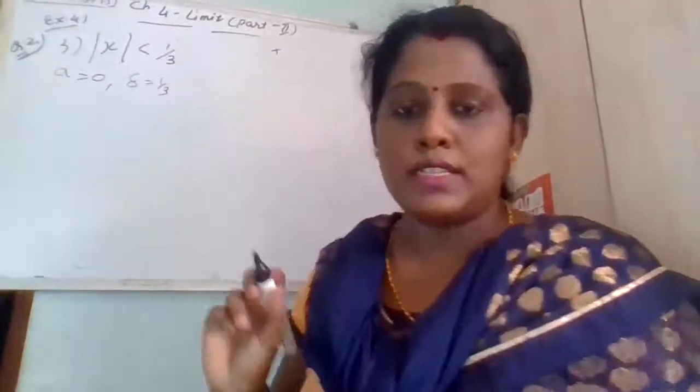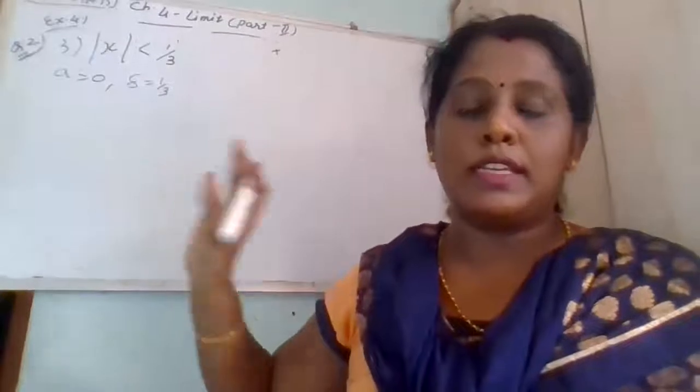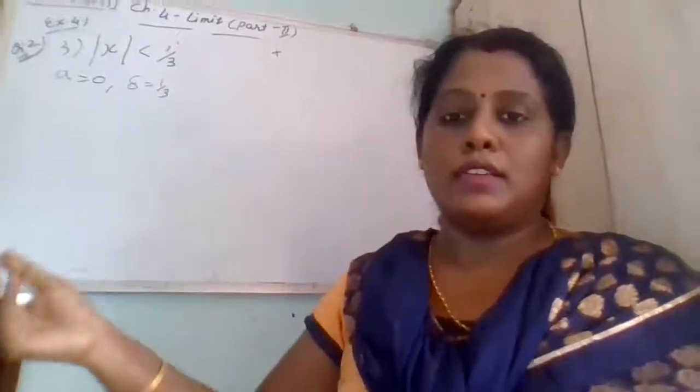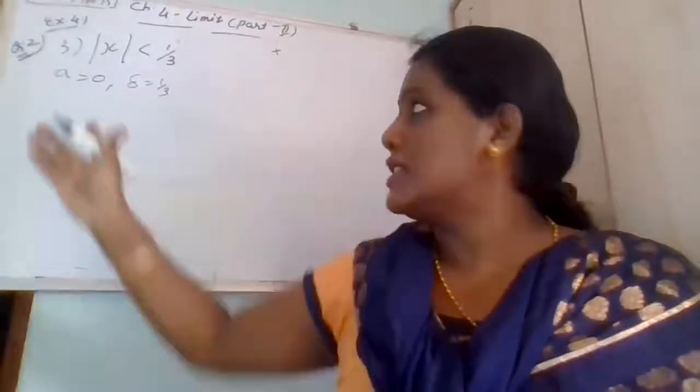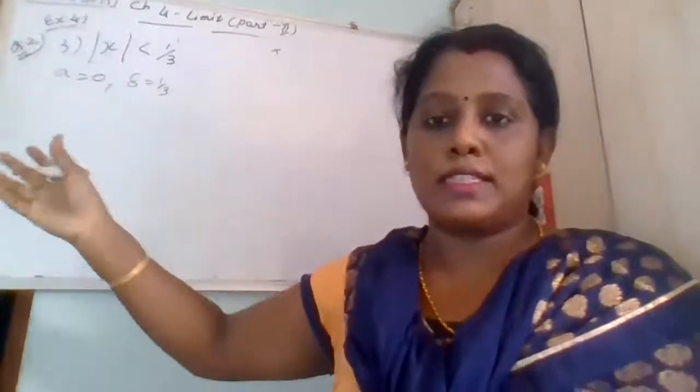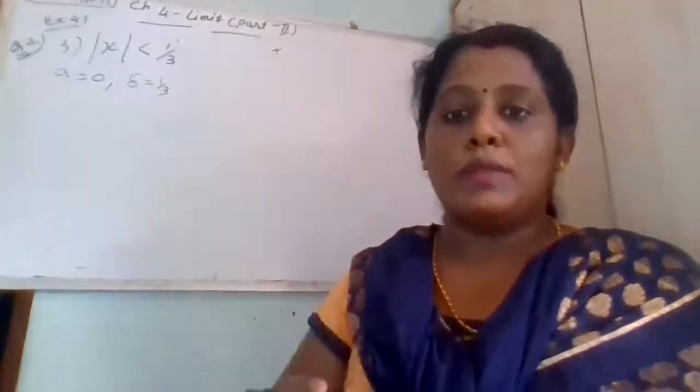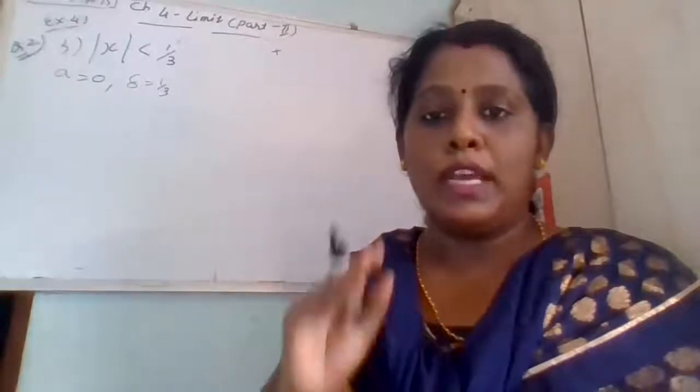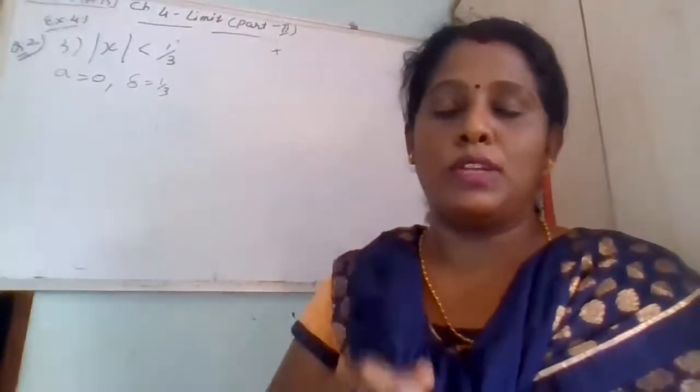Right? This is the important thing in this one, because in the formula x minus a is coming, but here it is modulus x minus nothing, means only x is given. So in place of a, when nothing is given, we have to take 0.